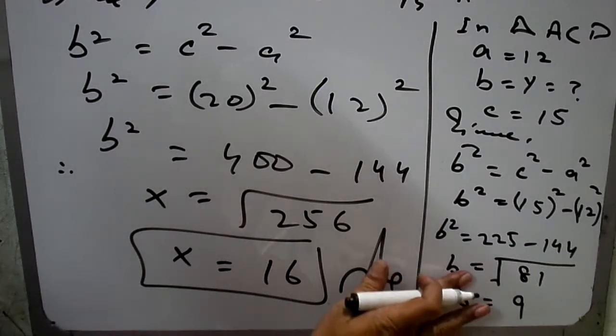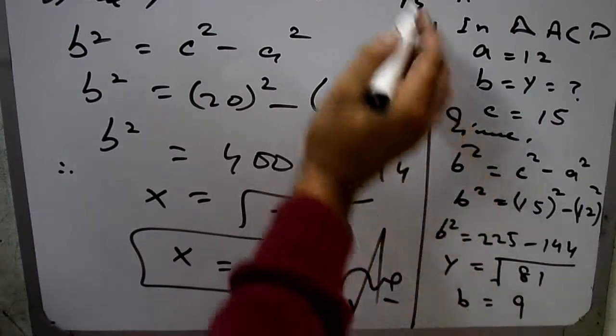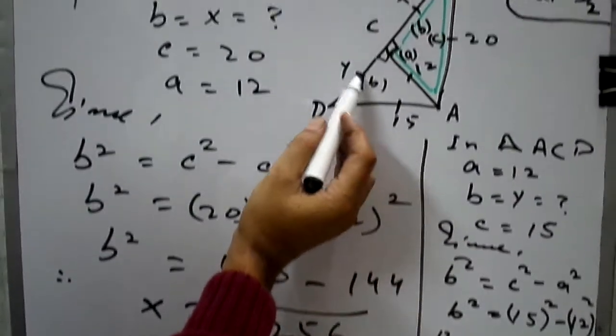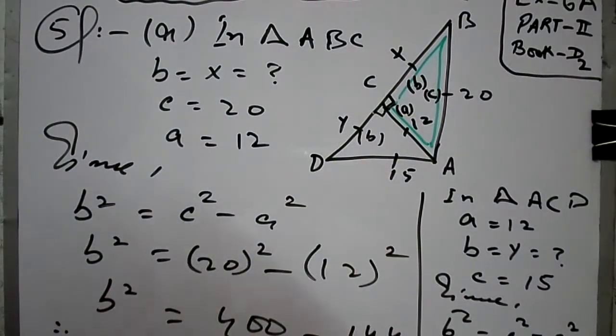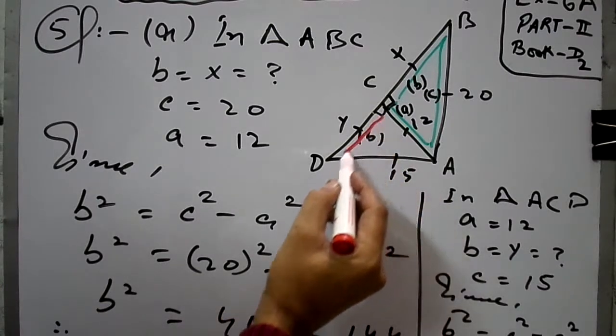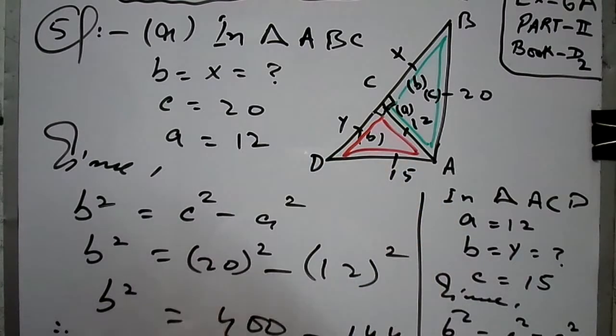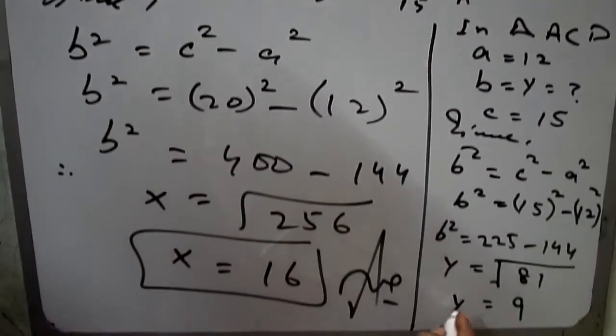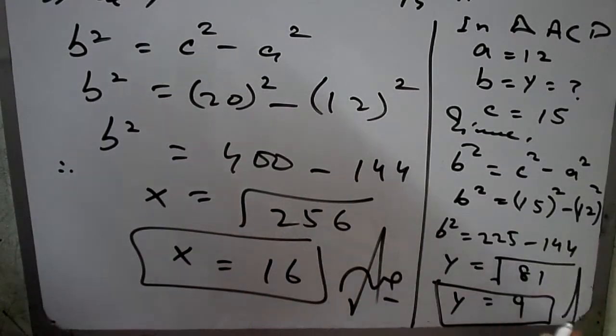What is B? B is your y, because we have written it in the diagram for this triangle. So the value of y is 9. So here is your result.